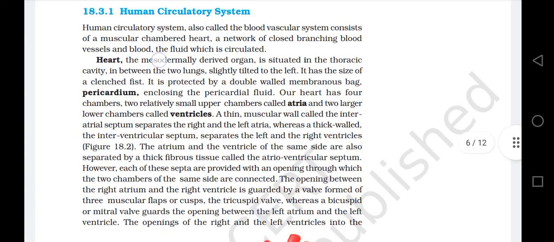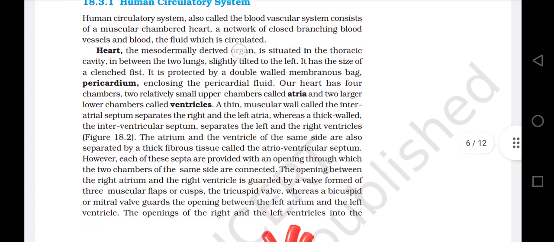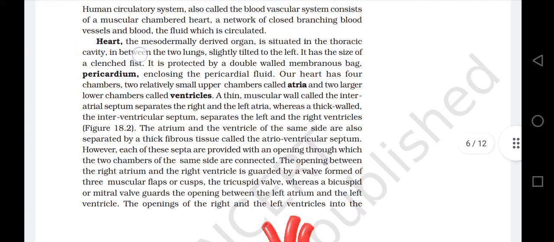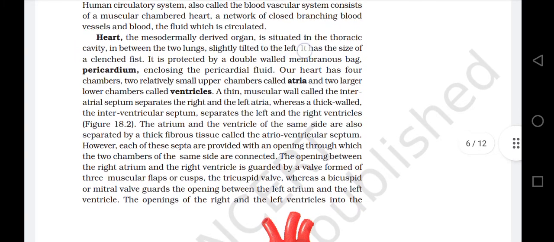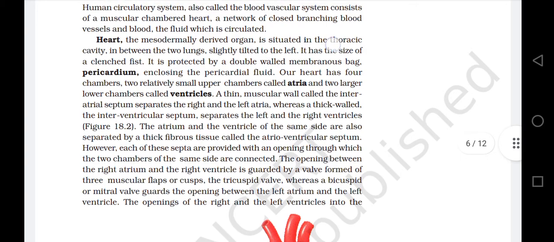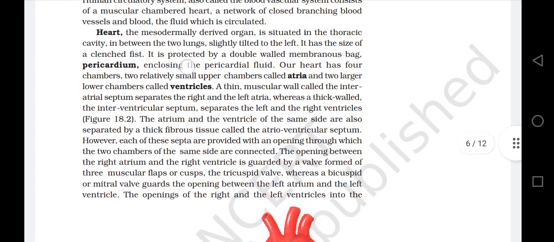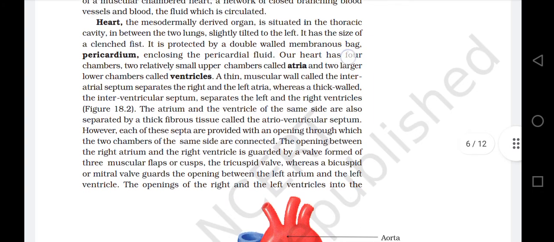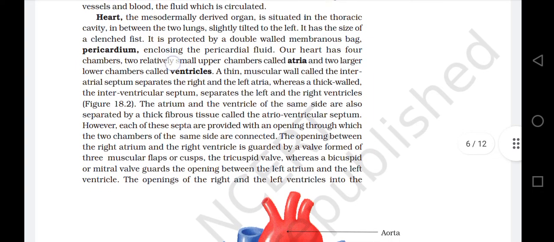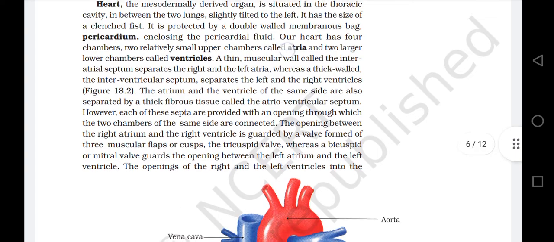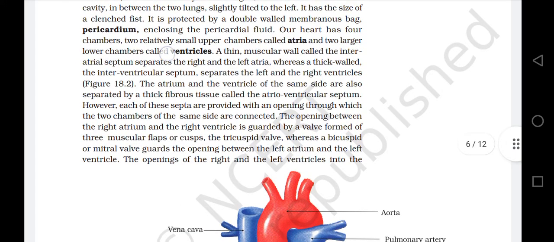The heart, a mesodermally derived organ, is situated in the thoracic cavity in between the two lungs. Slightly tilted to the left, it has the size of a clenched fist. It is protected by a double-walled membranous bag, the pericardium, enclosing the pericardial fluid. Our heart has four chambers: two relatively small upper chambers called atria and two larger lower chambers called ventricles.